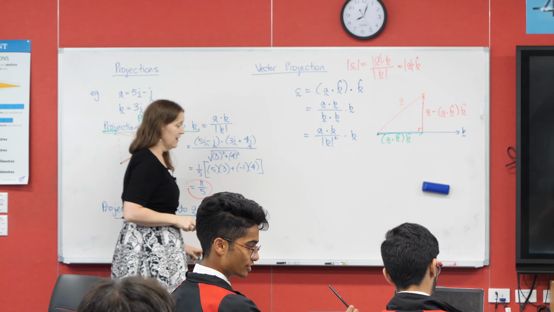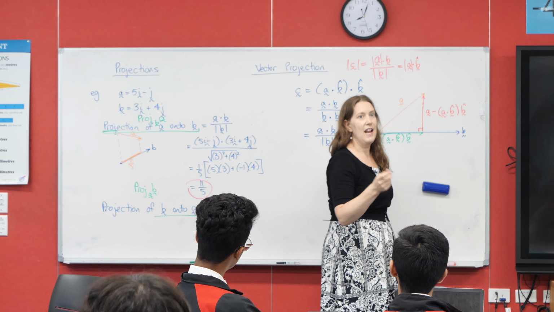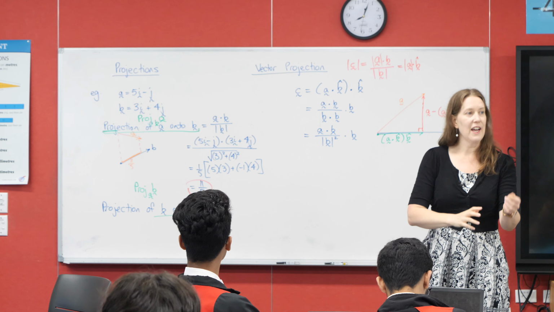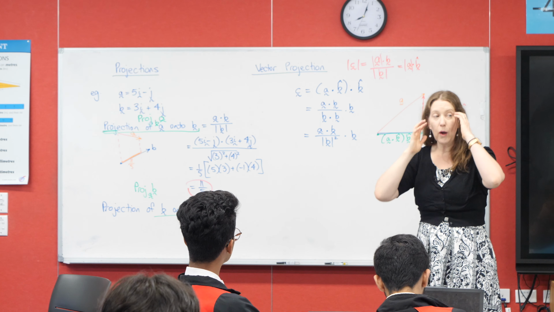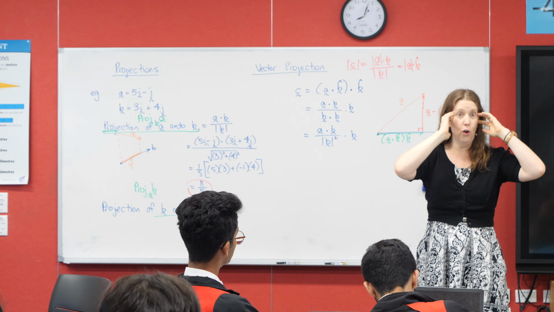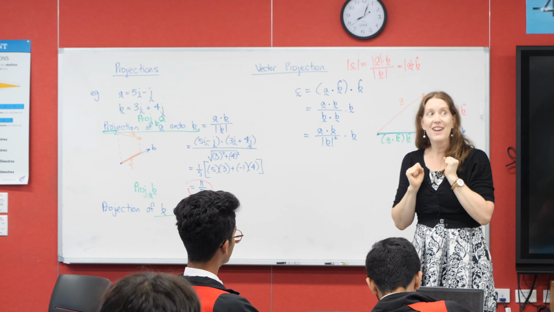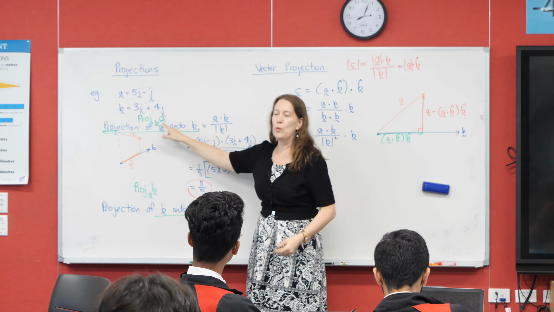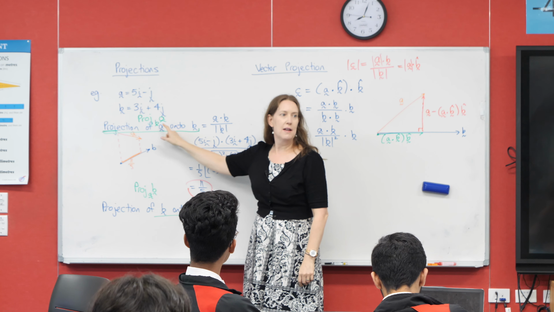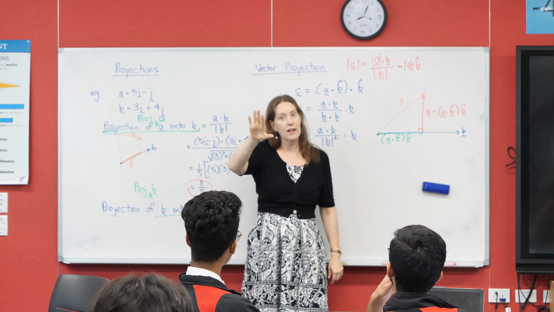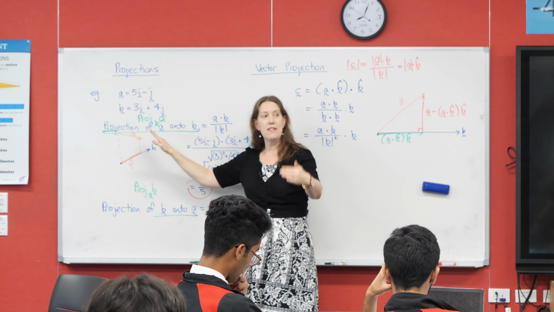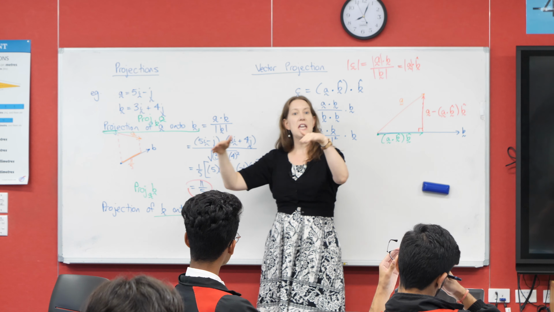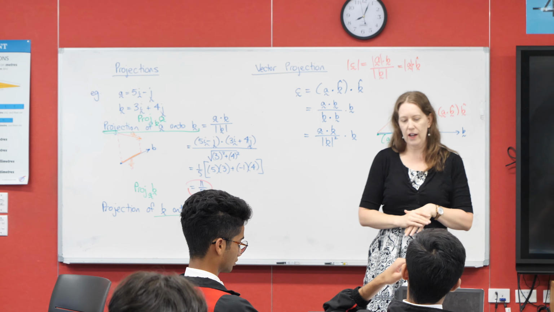So, small story. Last year, about half an hour before the HSC, I get a very panicked student at the door of the staff room going, "Miss, is it proj AB or proj BA?" And I'm like, "I'm sorry, what?" They were trying to work out which way round it was. But if you remember that it's just like logs, and it's the base, that means we're projecting A onto B. The other order means we're projecting B onto A, just like we would have in our logs.